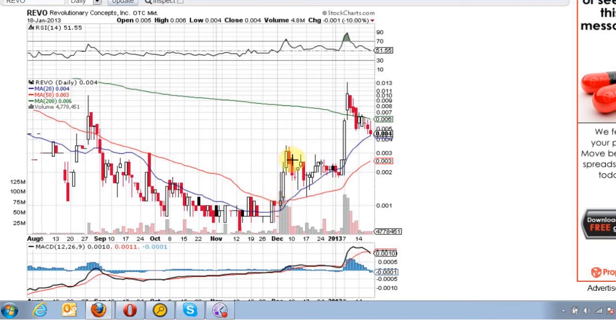Then the stock, some profit taking occurred. The stock kind of trended lower, consolidated, and now you're looking for this 20-day moving average to hold. Okay, it fails, but quickly the next day it closes above the 20-day. That's your buy signal. RSI's cooled off a bit since the first run.